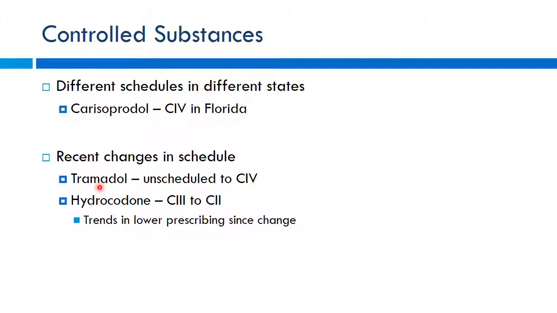So for instance, tramadol is kind of a wimpy opioid. It used to be unscheduled, but now it's a Schedule 4 because people were abusing it rampantly because they couldn't get a hold of a lot of other stuff. And hydrocodone used to be C3, now it's C2, which makes it much more difficult to get a hold of. It's handled the same as oxycodone is now. It's interesting, hydrocodone used to be at the top of the list as far as number one prescribed drugs every year.